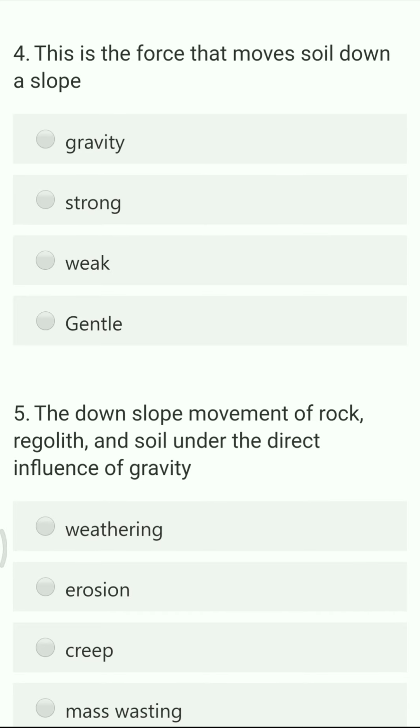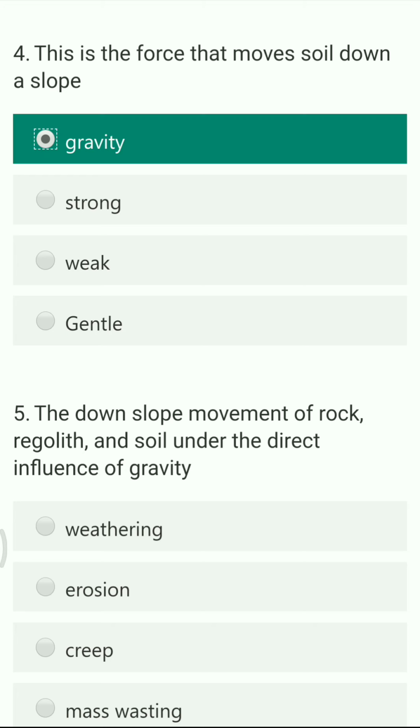Next question. This is the force that moves soil down a slope. The options are gravity, strong, weak and gentle. The right answer here is gravity. Gravity has the capacity to pull everything down. This is the force which acts throughout the earth's surface.